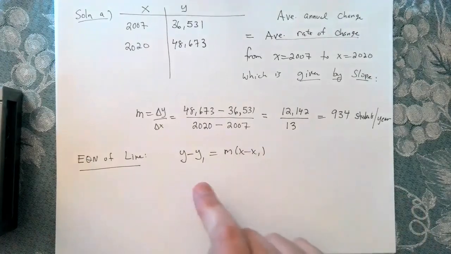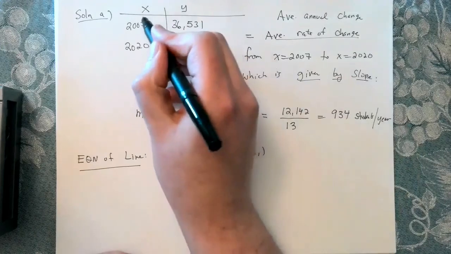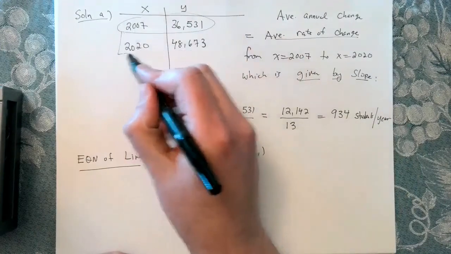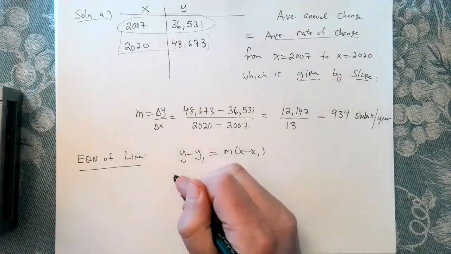Okay, so let's see what we have here. There are two ordered pairs. There's one ordered pair here, and a second ordered pair here. It doesn't matter what you choose. Let's just choose the first one.